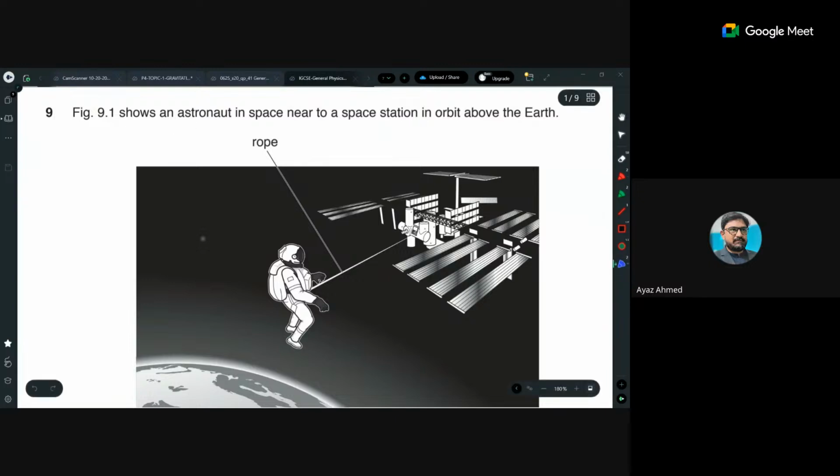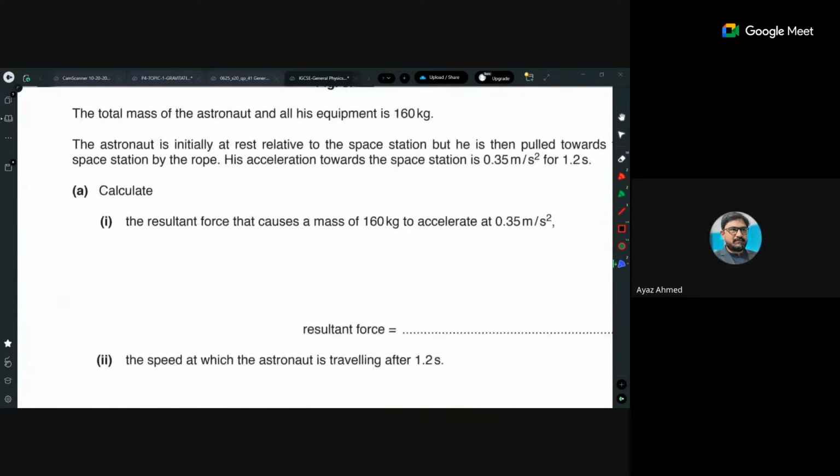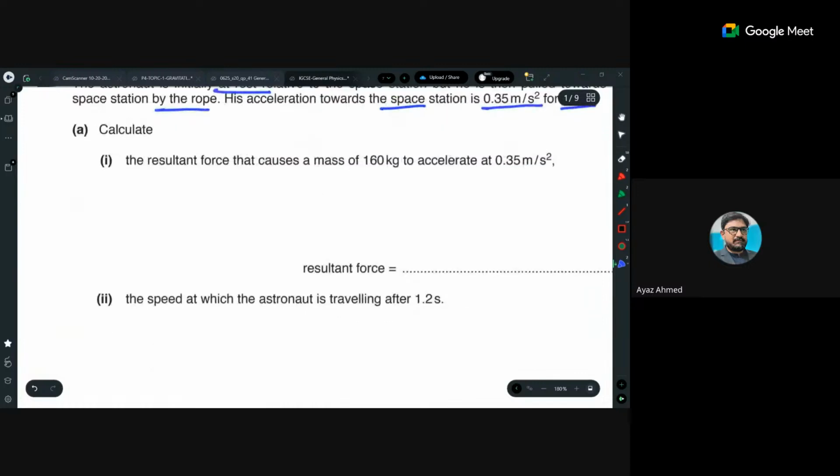So I believe that you people will not mind it. Right? It shows an astronaut in space near the space station, in orbit above the Earth. Okay, this is just the diagram, and then we will move on. The total mass of the astronaut and his equipment is 160 kg. The astronaut is initially at rest relative to the space station, but he is then pulled towards the space station by a rope. His acceleration towards the space station is 0.35 meters per second squared for 1.2 seconds.